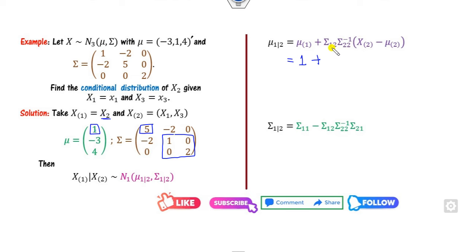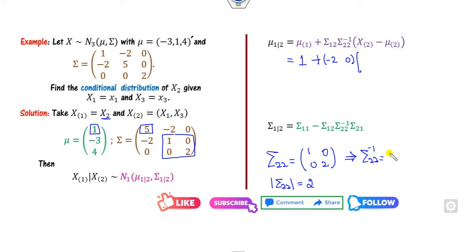Fine. What is the sigma 1,2? That is these two numbers, minus 2, 0. What is the sigma 2,2? Now remember, sigma 2,2 will be my 1, 0, 0, 2. So what is that? And can you find the inverse? Since it has diagonal entries, fine, once it's a diagonal matrix, you can take the reciprocal of its elements. That is my inverse. I can substitute here 1, 0, 0, half.